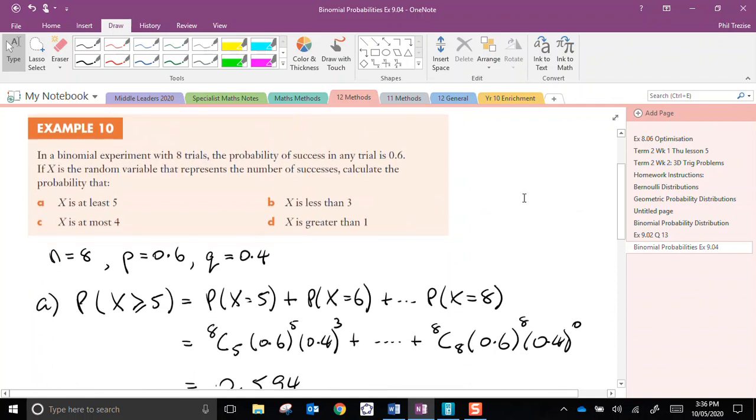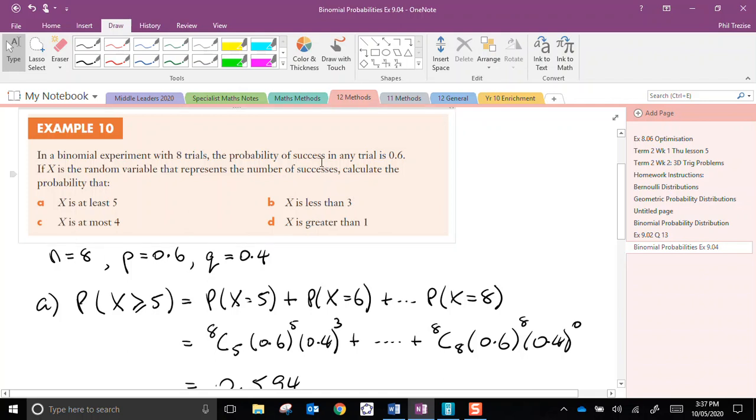In the past, of course, with a less powerful calculator, we would have had to do each of those calculations independently and then add them all up and then get the result, much more likely to make a typing error. Now the rest of these are going to be done in the same sort of way. X is at most 4, so that would mean if it is at most, it means it could be 0, 1, 2, 3 or 4. X is less than 3, so 3 would not be included, it would be 0, 1 or 2.